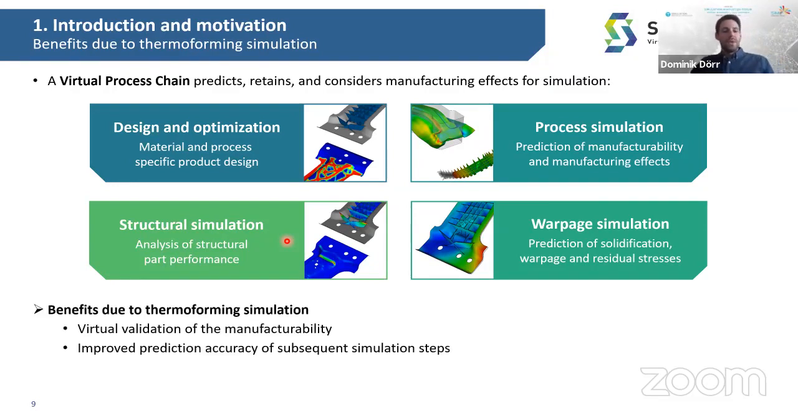And this brings me to the main benefit of thermoforming simulation or composites forming simulation in general. We can say that process simulation and composites forming simulation enables to virtually validate the manufacturability of a certain part without manufacturing any real-world demonstrators. And in addition, we are able to improve the prediction accuracy of subsequent simulation steps.